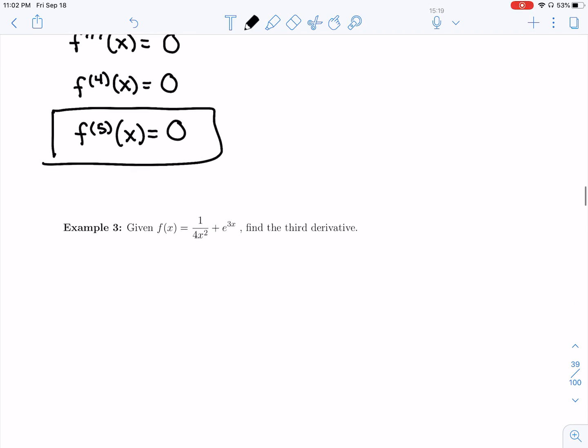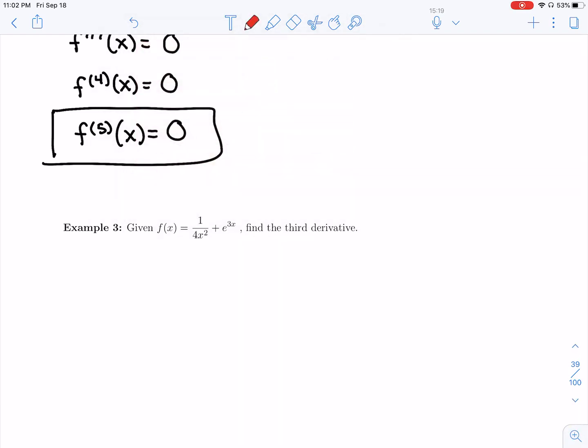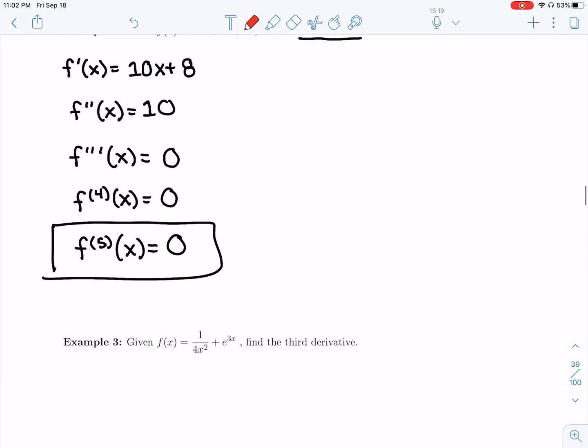Next one, we have something a bit more interesting at least. We have the derivative of 1 over 4x squared plus e to the 3x. Something I noticed here is that I have a rule 6. I'll go up just in case you still needed to take notes on the other one. We have a rule 6.